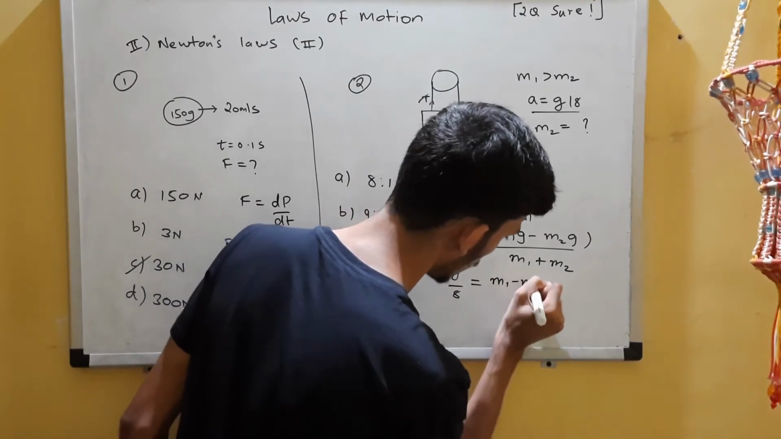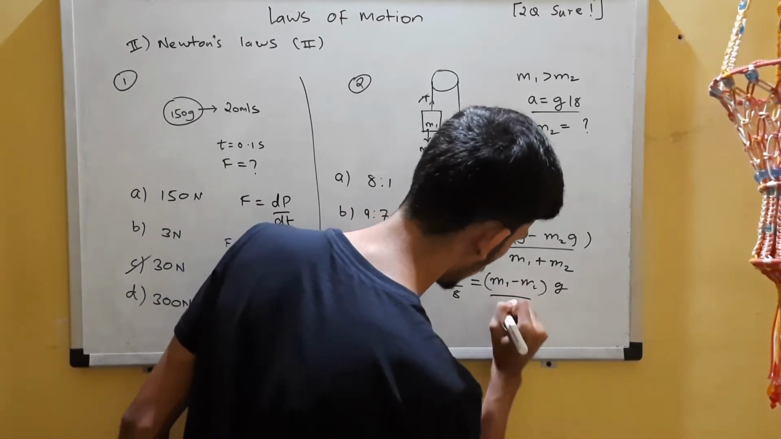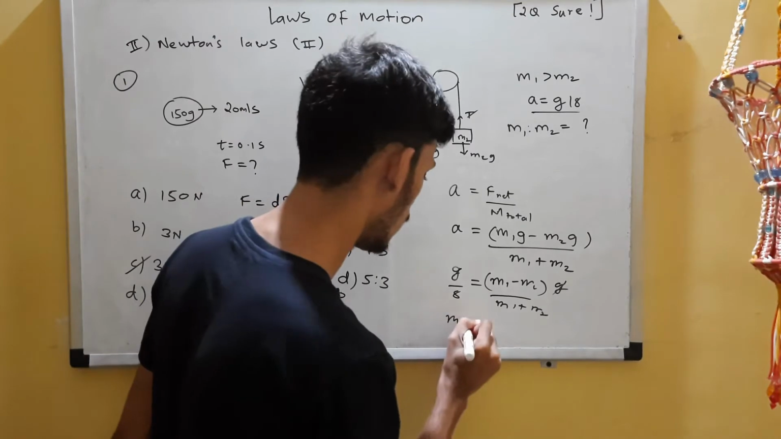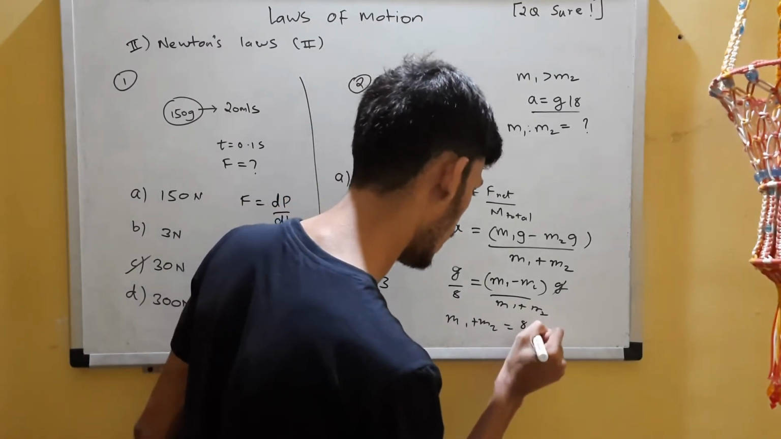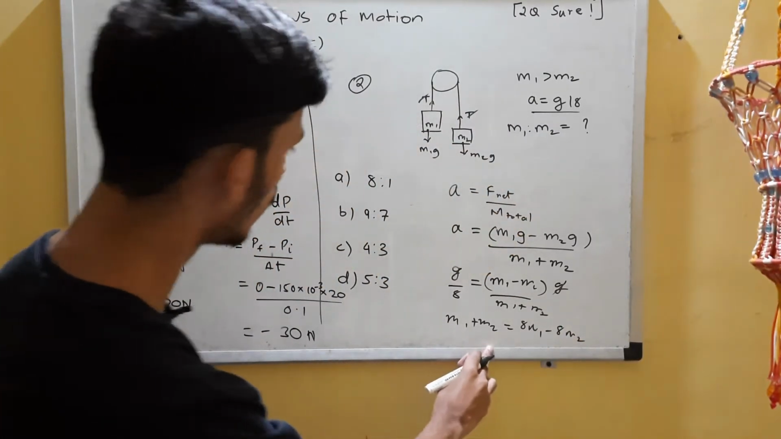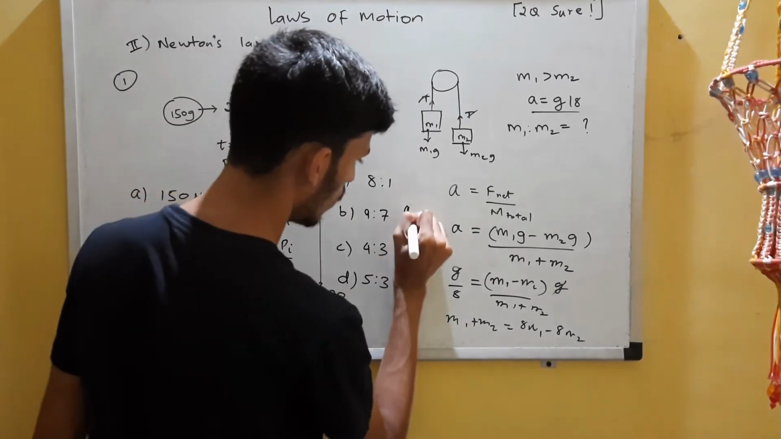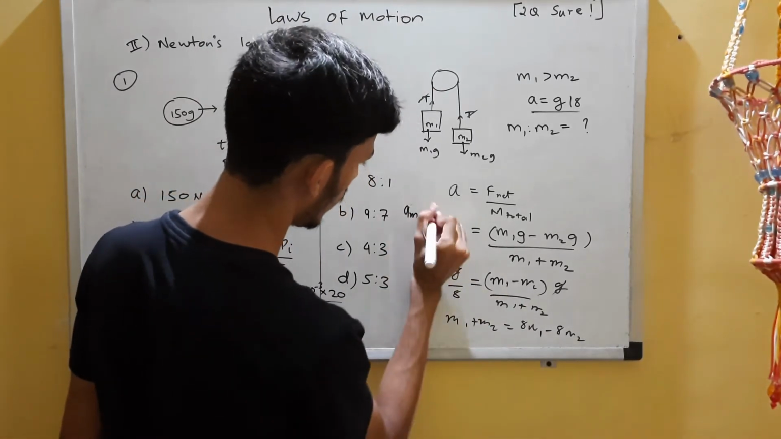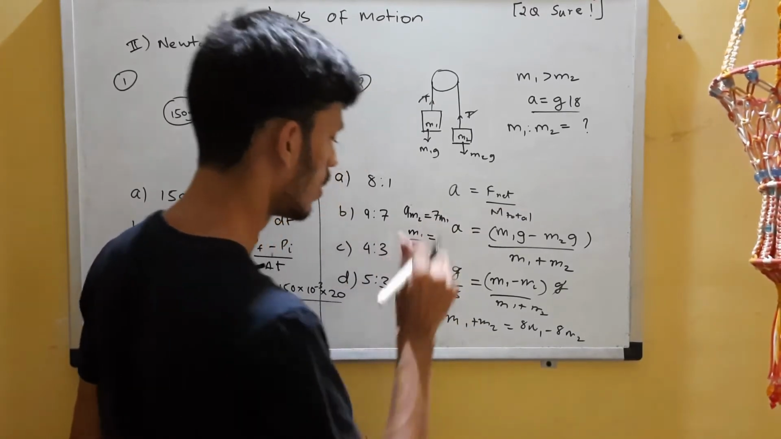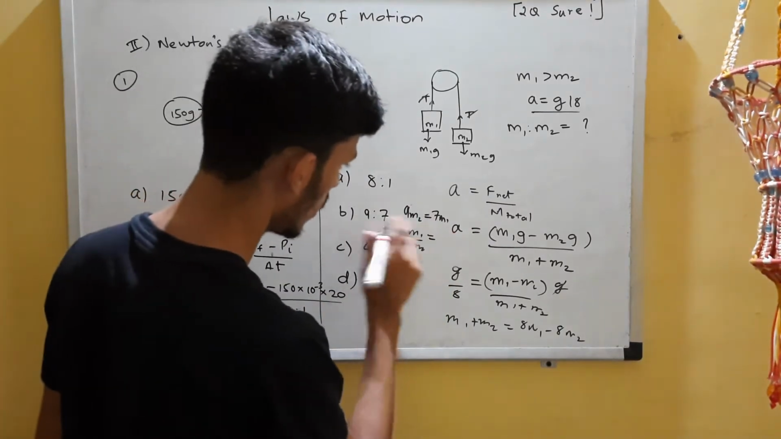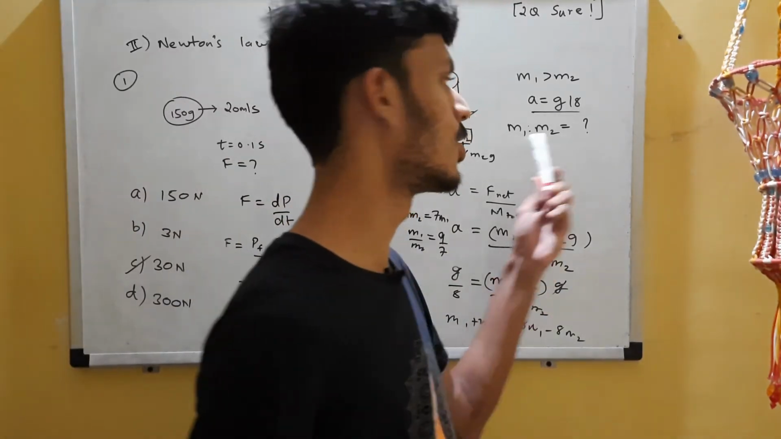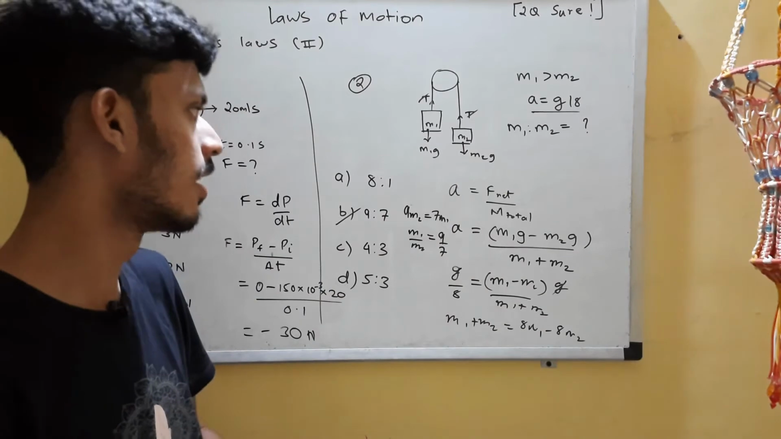So m1 minus m2, I'll take g common, and upon m1 plus m2, right? g and g will cancel. m1 plus m2 equals 8 m1, just cross multiplying, minus 8 m2, so 9 m2 equals 7 m1. So m1 by m2 is 9 by 7, right? Yeah, so option B, 9 is to 7, is the correct choice over here. So this ratio is 9 is to 7.